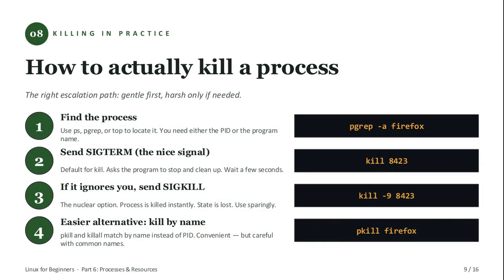So here's the actual workflow in practice. First, find your process. pgrep with the -a flag shows you matching processes and their PIDs. Then send SIGTERM by just calling kill with the PID. Give it a few seconds to clean up. If it's still hanging around, escalate to kill -9. And if you'd rather skip the PID lookup entirely, pkill matches by name. Just be careful with common names, because pkill bash on a busy server is a story you don't want to tell.